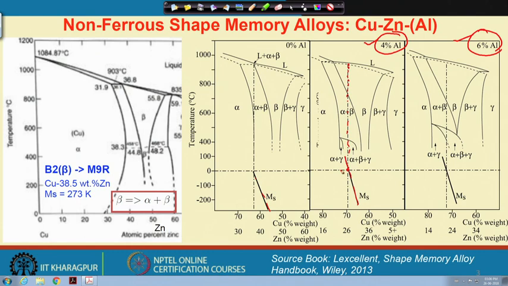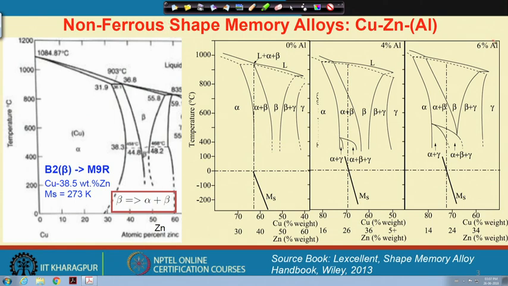The martensitic start temperature lies around 0 degree centigrade, whereas on the other hand here if you just draw a tie line, I will have a chance to get 50% alpha and let us say 50% beta, and definitely during cooling this beta will be transformed into beta dash and we will get a martensitic transformation and shape memory effect. So, the problem has been solved by adding aluminum to the copper zinc system. So, this was the purpose of adding aluminum to copper zinc.